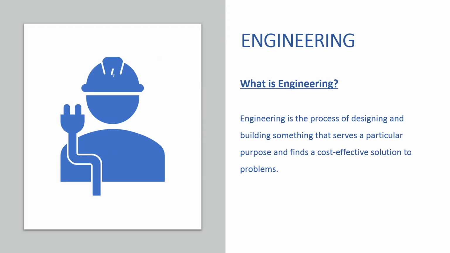What is engineering? Engineering is the process of designing and building something that serves a particular purpose and finds a cost-effective solution to problems. That means वो प्रोसेस जिससे हम किसी चीज को डिजाइन या बिल्ड कर सकते हैं फॉर ए पर्टिकुलर पर्पस एंड जिससे हम कोई कॉस्ट इफेक्टिव सॉल्यूशन निकाल सकते हैं टू सॉल्व अवर प्रॉब्लम्स, उस प्रोसेस को हम इंजीनियरिंग कहते हैं.